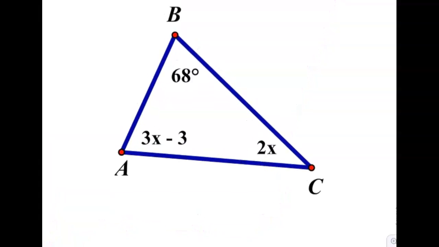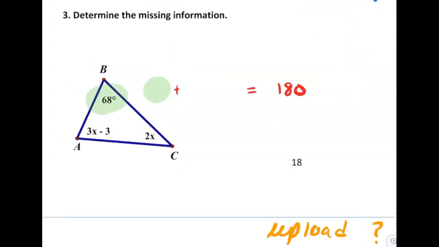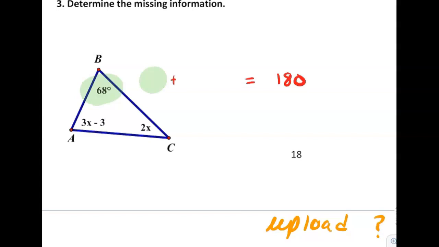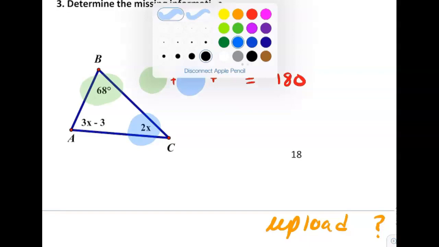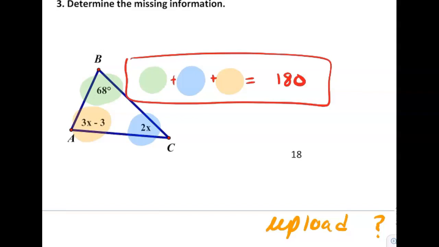And the last one I'll have you do involves some algebra. You have three angles labeled here. You have a 68, you have a 3x minus 3, and you have a 2x. So three different angles, but you know that every triangle has interior angles that add up to 180. So you are going to solve for x here. Here's your hint. You're adding three pieces together and solving for x.